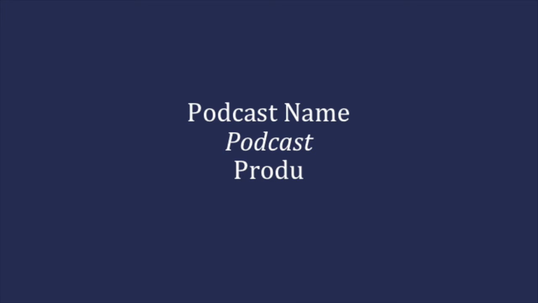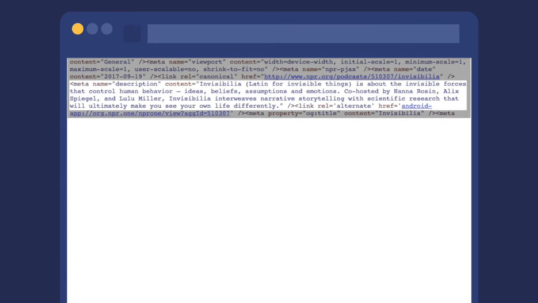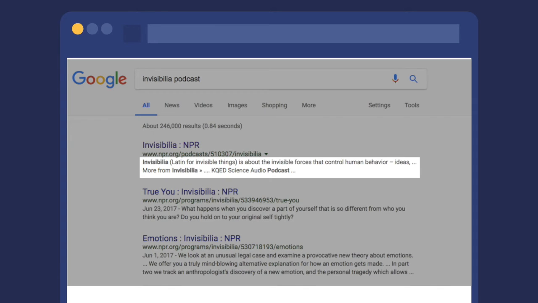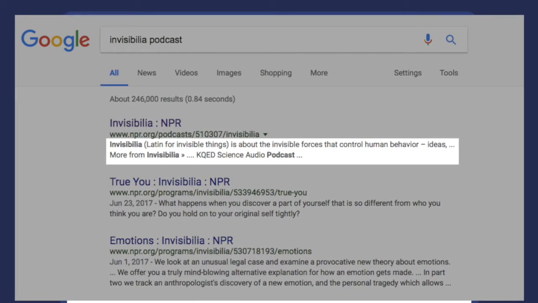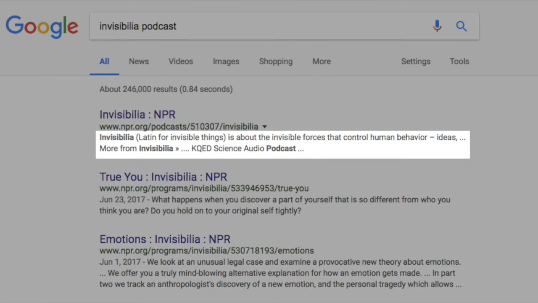You also need a meta description tag. So this is another element that the reader doesn't see on the page, but it is important. It's used in the search result often as a snippet of text below the linked text. My recommendation is to include your podcast name and one or two lines that simply describe what it's about. Make sure that you also include the word podcast.